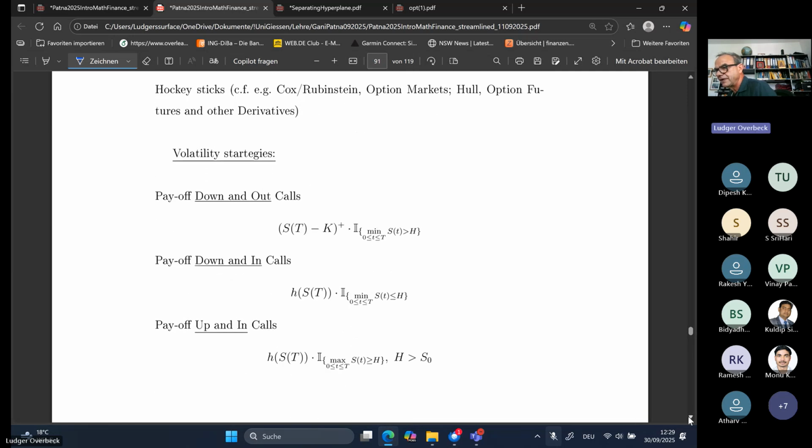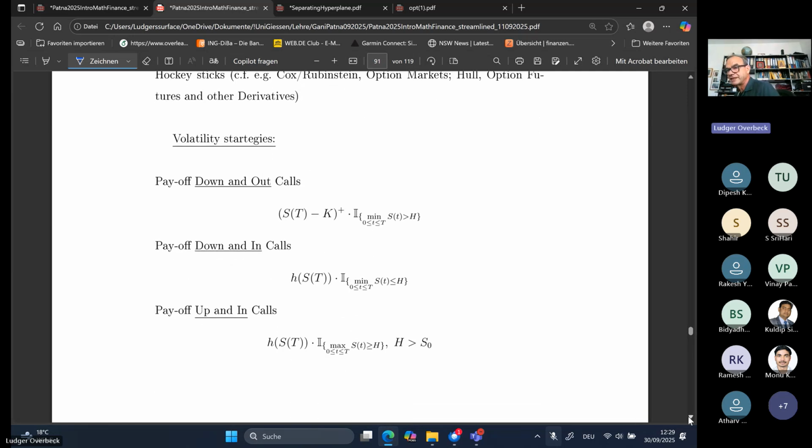So there are many other traded options. One is the payoff called down and out calls. This means you only execute your call option if the price always stayed above a level H. Why do you want to do it?